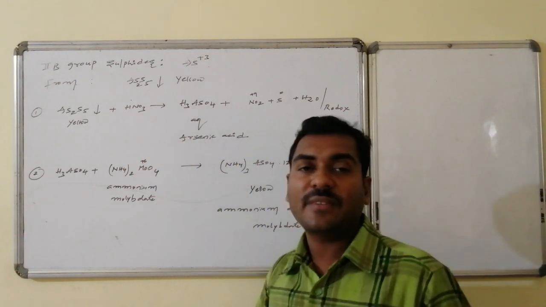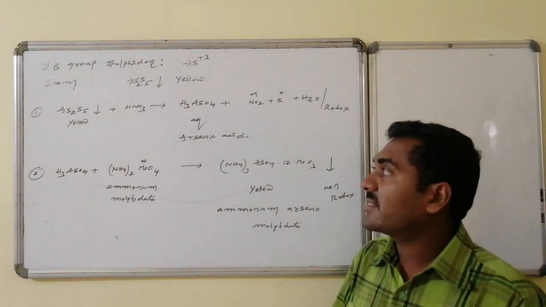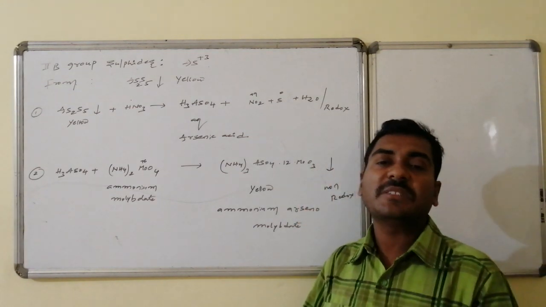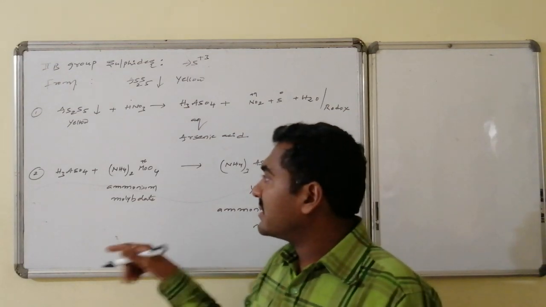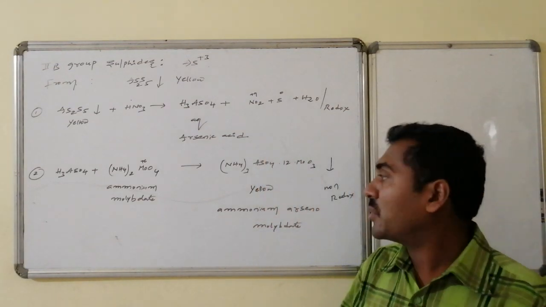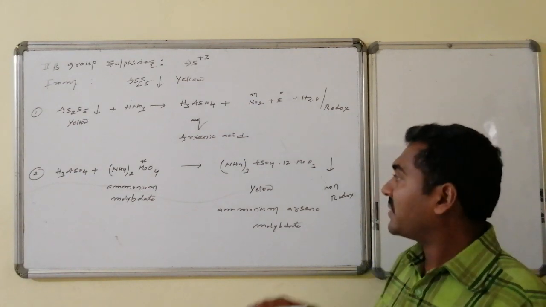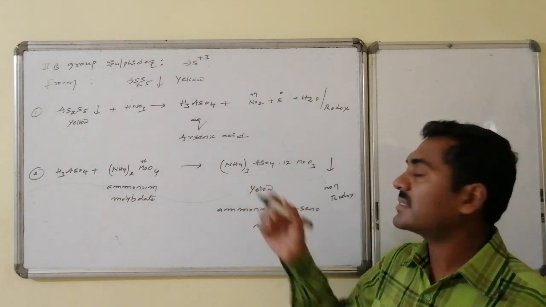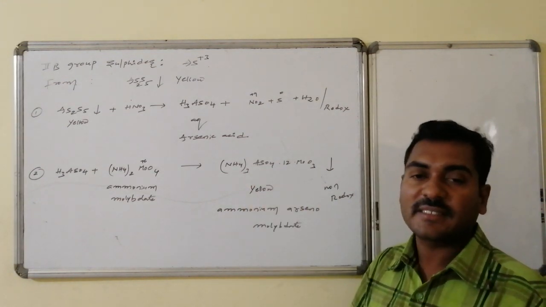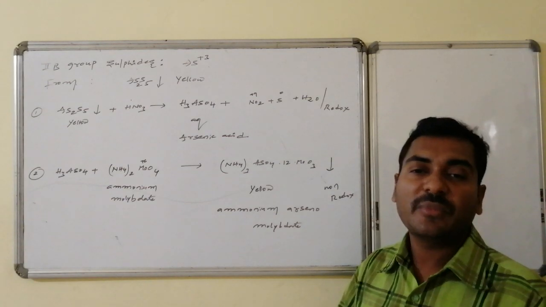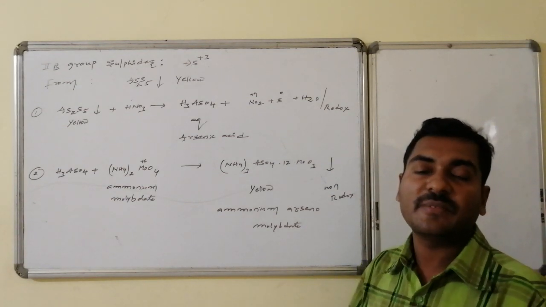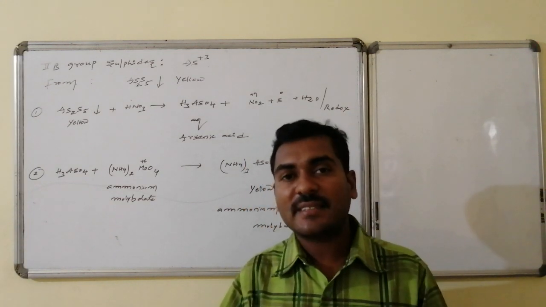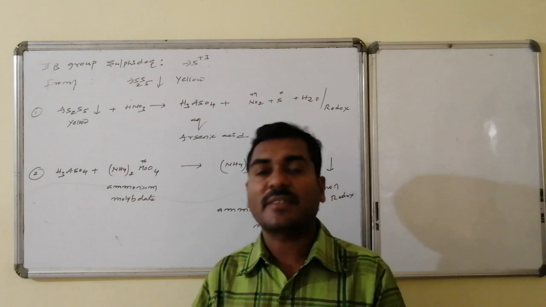This arsenic pentasulfide, a yellow precipitate, on reaction with concentrated HNO3 leads to the formation of arsenic acid, an aqueous solution. This arsenic acid is allowed to react with ammonium molybdate. As a result, it forms once again a yellow precipitate, ammonium arsenomolybdate, (NH4)3AsO4·12MoO3, which confirms the presence of arsenic 3+ as the cation in the given salt mixture.